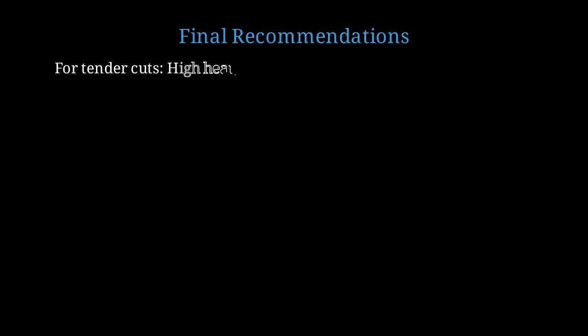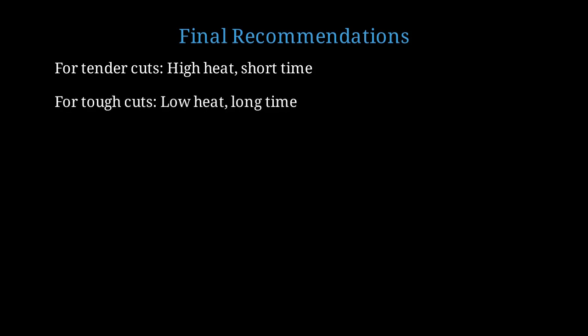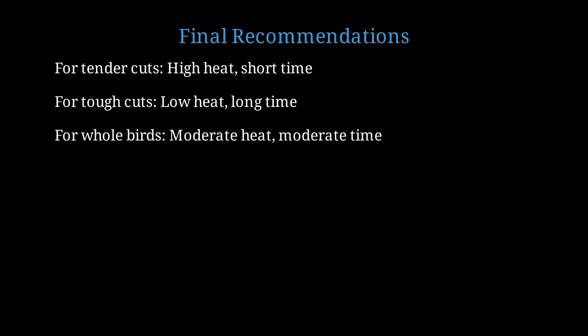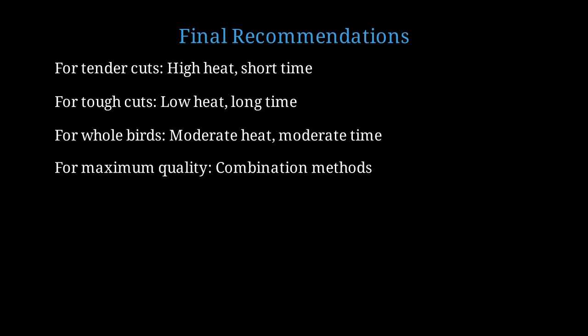For tender cuts like steaks and chops, use high heat between 180 and 220 degrees for short times of 20 to 60 minutes. For tough cuts with lots of connective tissue, use low heat between 80 and 100 degrees for long times of 3 to 8 hours. For whole birds, use moderate heat around 160 to 180 degrees for moderate times of 1 to 3 hours depending on size. For maximum quality on tough cuts, use combination methods, high heat first for crust, then low heat for tenderness.